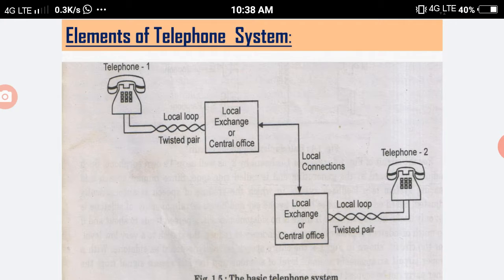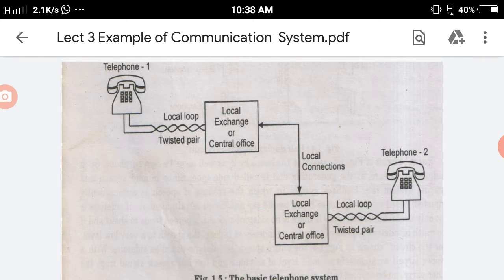So telephone one is the transmitter or acts as a source, while telephone 2 acts as a destination. The data, the voice, which is generated by telephone 1, is converted into electric form and given to the exchange office. The exchange office actually works as a transmitter or encoder. So it converts the information and sends it onto the local connections called the medium or communication channel.